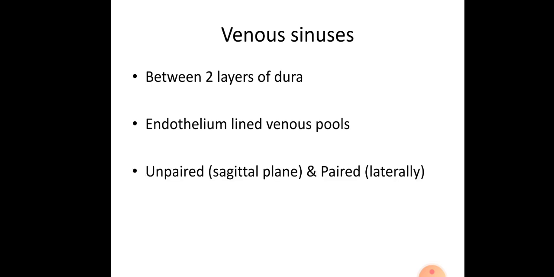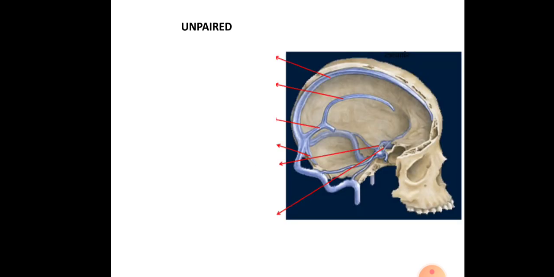Now you can classify them into unpaired and paired sinuses. Unpaired, naturally, will be seen in the midline, the mid-sagittal plane. They will be single, and are called unpaired sinuses. If they are seen laterally, there will be a right one and a left one. They are called paired sinuses.